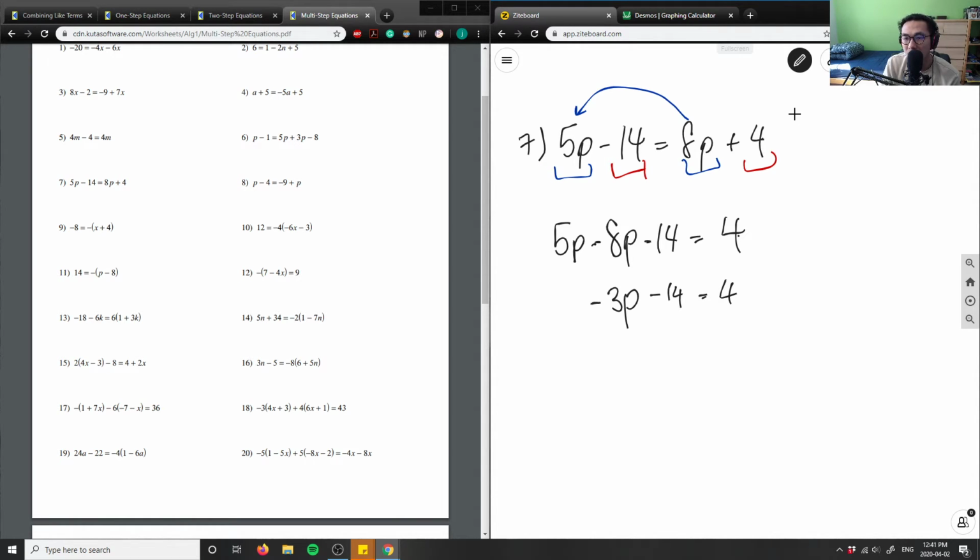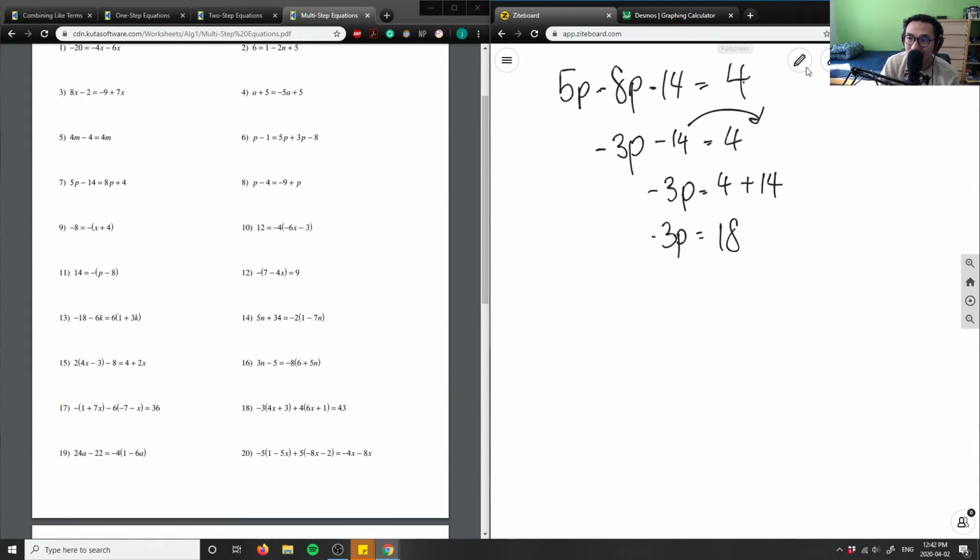And then all I'm left with here is I'm going to have to subtract, I see a subtraction of 14 here. I want to move this to the other side, right? So if I want to subtract, I'm going to do the opposite operation, which is add. So this is negative 3p equals 4, and then instead of subtracting, I'm going to add 14 to this side. So negative 3p would equal 4 plus 14 here, equals 18.